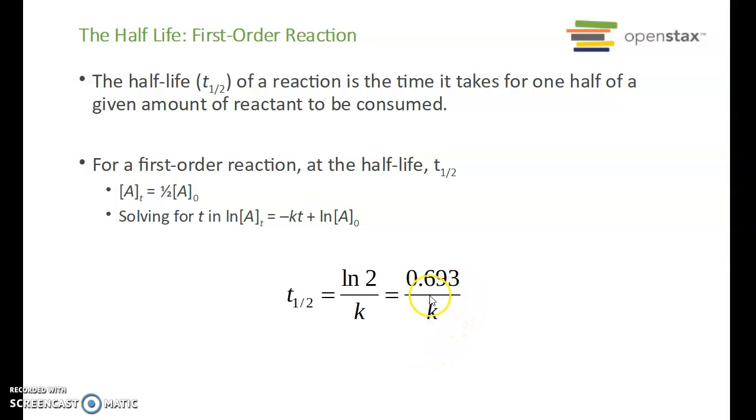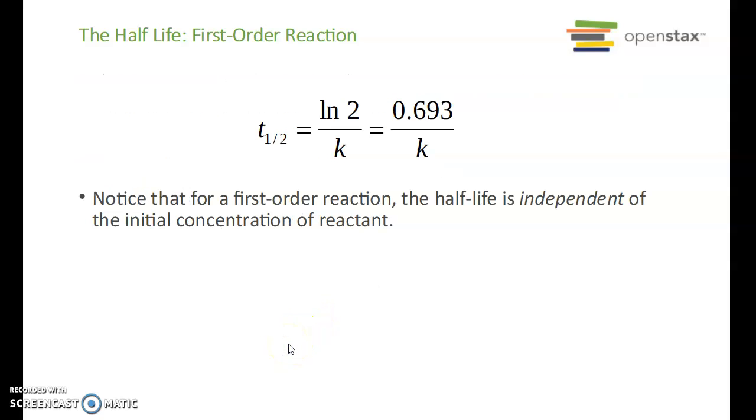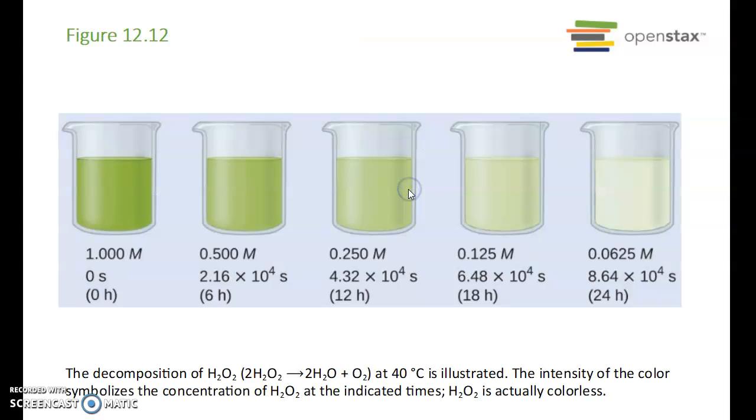So you can also determine this K value here by dividing 0.693 by the half-life, the time it takes for it to go down to half its value. Note that for a first order reaction, the half-life is independent of the initial concentration. There's no concentration in here. It's only a relationship between K and the half-life, two different constants.